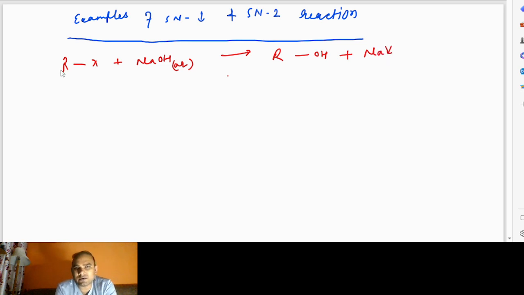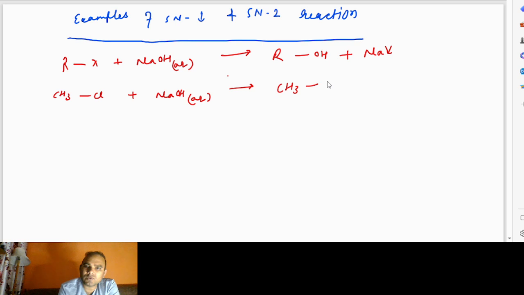Now let us have a look. We have CH3Cl, and if you are treating with NaOH, you are always supposed to take aqueous. If you take alcoholic, it will give the alkene. So here it will be the alcohol, and NaCl is again formed. This reaction is followed by SN2, friend, because here the degree is 1 degree.